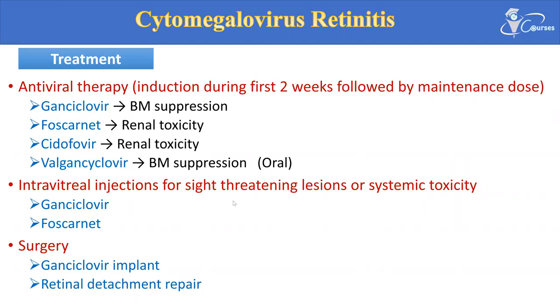The ganciclovir will cause bone marrow suppression. The foscarnet and cidofovir will cause renal toxicity. The valganciclovir will cause bone marrow suppression. So the ganciclovir and its derivative, the valganciclovir, both of them will cause bone marrow suppression. The foscarnet and the cidofovir will cause renal toxicity.